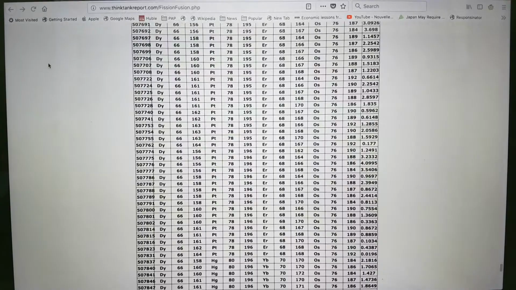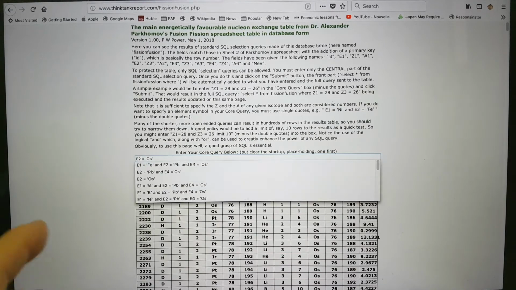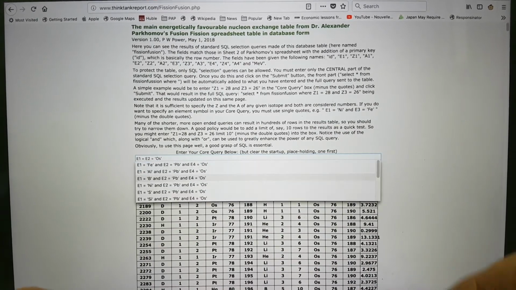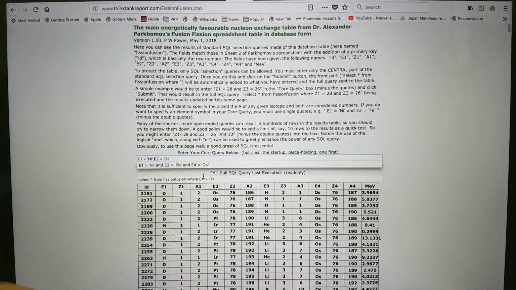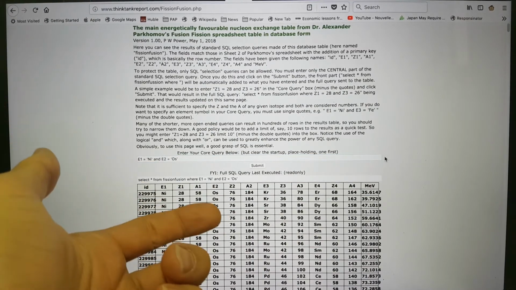So let's try that then. So let's assume we have, let's take something completely random. My second element is osmium, my first element will be, let's say nickel. Then I'm going to fire that in there, see if we get any returns. There we go. So just nickel and osmium.